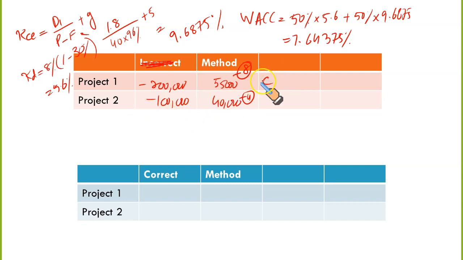You will write for the first project CF0 minus 200,000. Enter, down arrow key, 55,000. Enter, down arrow key. Since there are 8 such cash flows, frequency 8, enter, down arrow key. Then you simply press NPV. Enter the discount rate 7.64375. Enter, down arrow key and press CPT. You do the same thing for the second one, but the frequency is 4, initial outflow is 100 and annual cash flows are 40. So let us first do this for the first project.